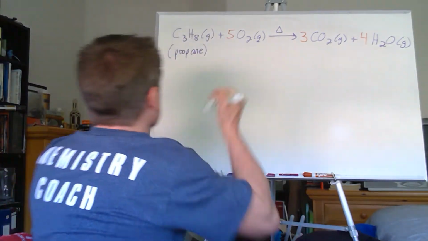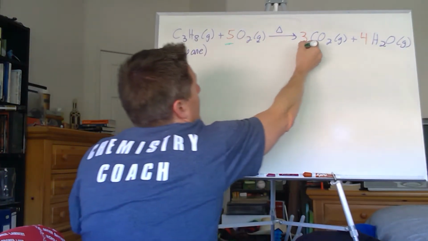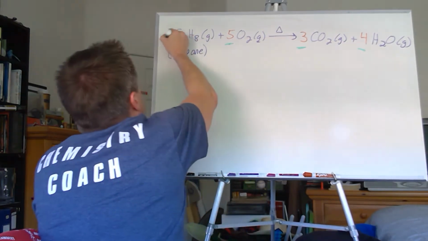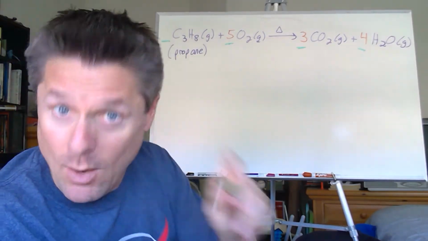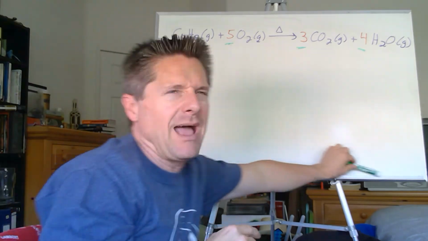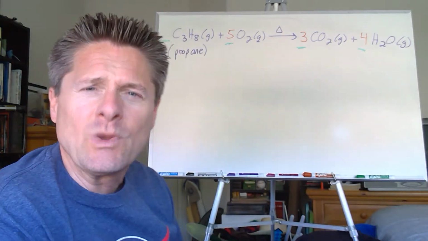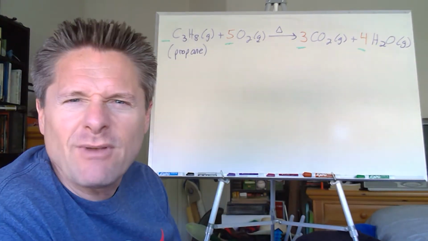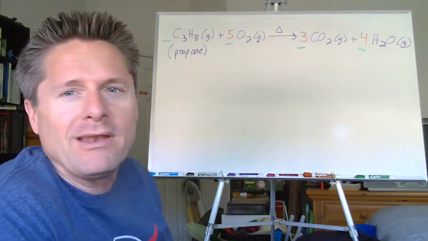These are the coefficients, right? You see the 5 there, the 3 there, the 4 there. You don't see anything there, so that's assumed to be a 1, right? It's not wrong to write the 1, it just looks weird. The chemist goes, why'd you write the 1 there? It's not wrong, but nobody writes the 1.